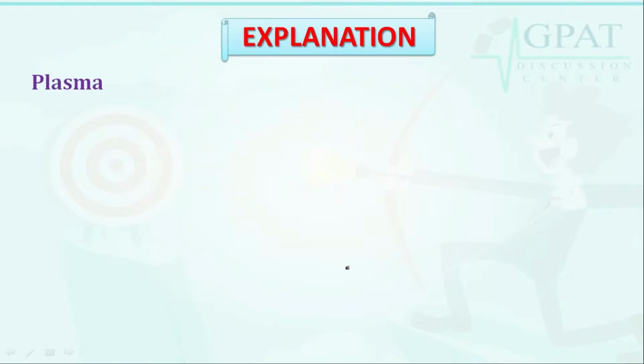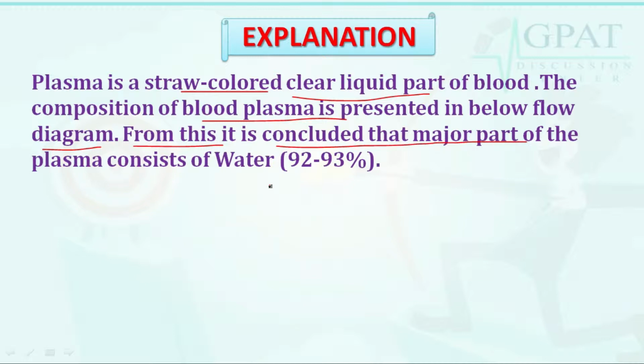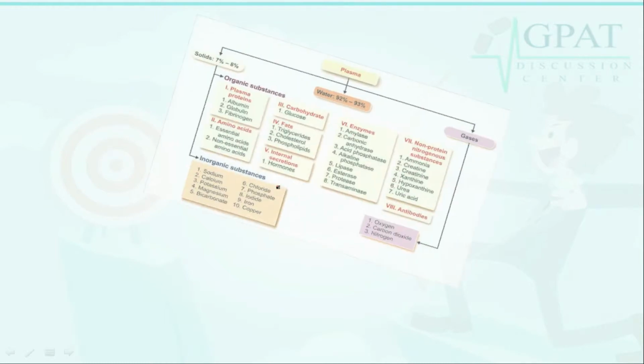So let's discuss with the help of the explanation that plasma is a straw colored clear liquid part of blood, and the composition of the blood plasma is presented in the below flow diagram. So from this it is concluded that the major part of the plasma consists of water, meaning 90 to 93% water is present in plasma. Here we have just a pictorial diagram.